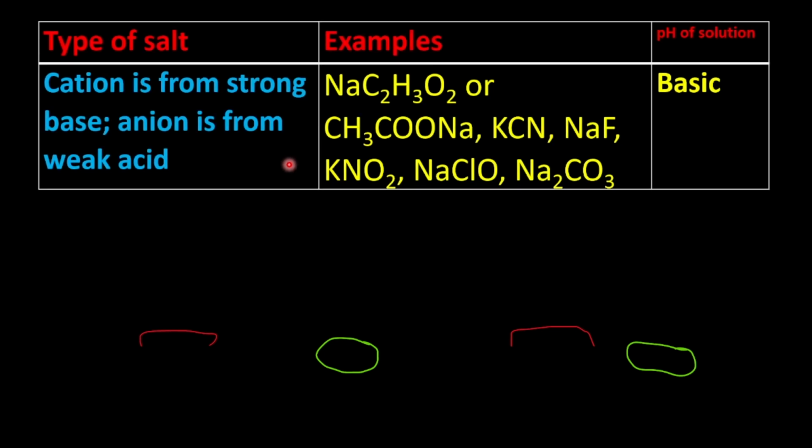Alright, now let's look at some other examples. So we have cation from strong base, then anion from weak acid. What actually happens? These are some examples. So when you have strong base and a weak acid, the pH of the solution is basic. How do we do this? So let's pick one example and see what will happen.